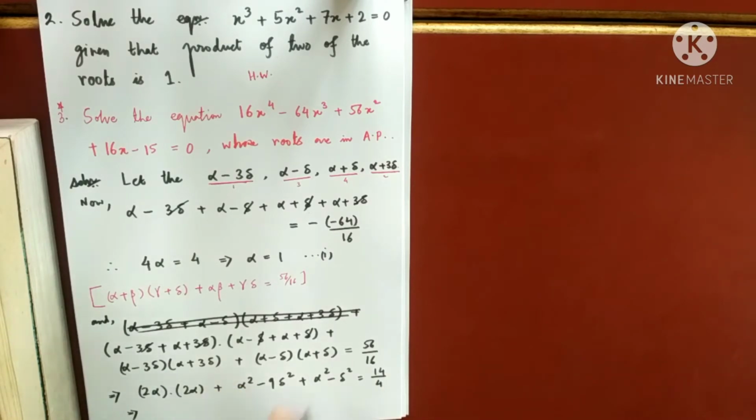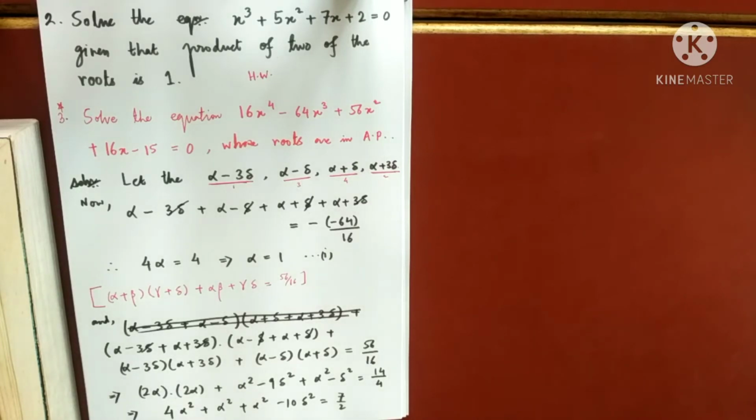What else? Put alpha equals to 1, or let me simplify this first. So this will become what? 2 2s are 4. Let me write it down: 4 alpha square plus alpha square minus 10 delta square equals 14 by 4. So what is 14 by 4? It will become 7 by 2.